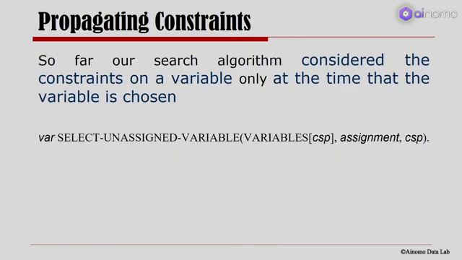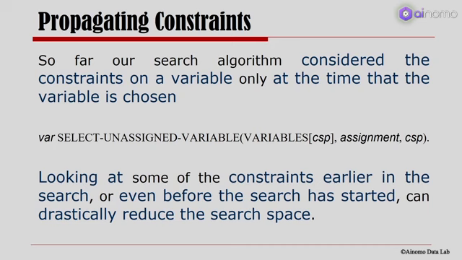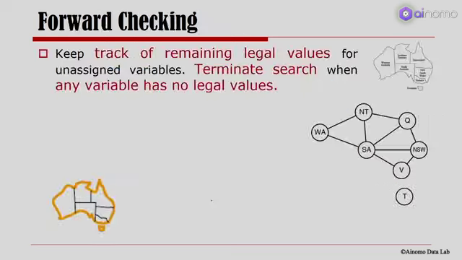It would be a good idea to look at some of the constraints earlier in the search, or even before the search has started. This can then drastically reduce the search space. Let us look at one such idea called forward checking. Forward checking keeps track of the remaining legal values for any unassigned variable, and it terminates the search if any variable has no legal values to color from.